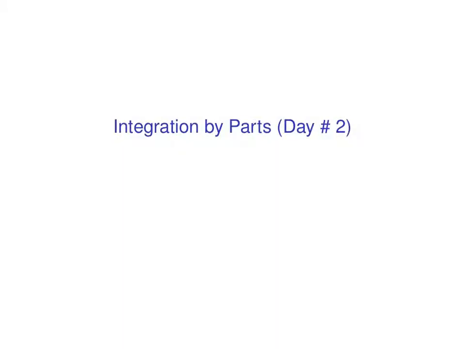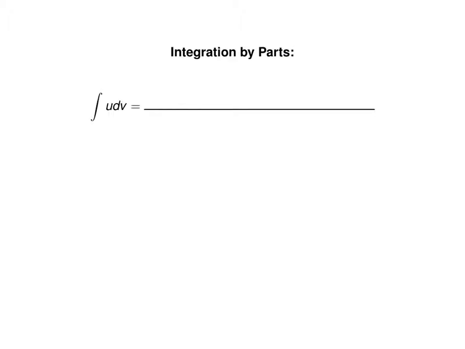In this lesson, we will evaluate more integrals using the integration by parts technique, sometimes in conjunction with substitution. First, the integration by parts formula states that the integral of u dv is equal to uv minus the integral of v du.